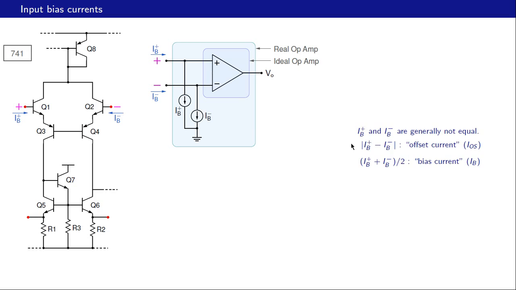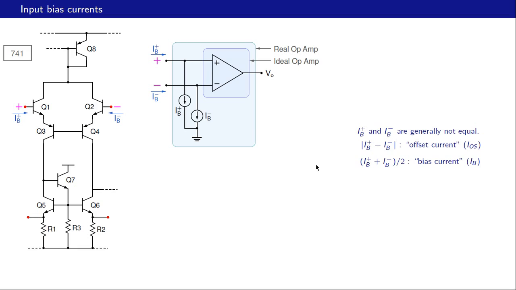It turns out that IB plus and IB minus are generally not equal, and we therefore define two additional quantities: bias current, denoted by IB, as the average of IB plus and IB minus, and offset current, denoted by I sub OS, as the difference between IB plus and IB minus.